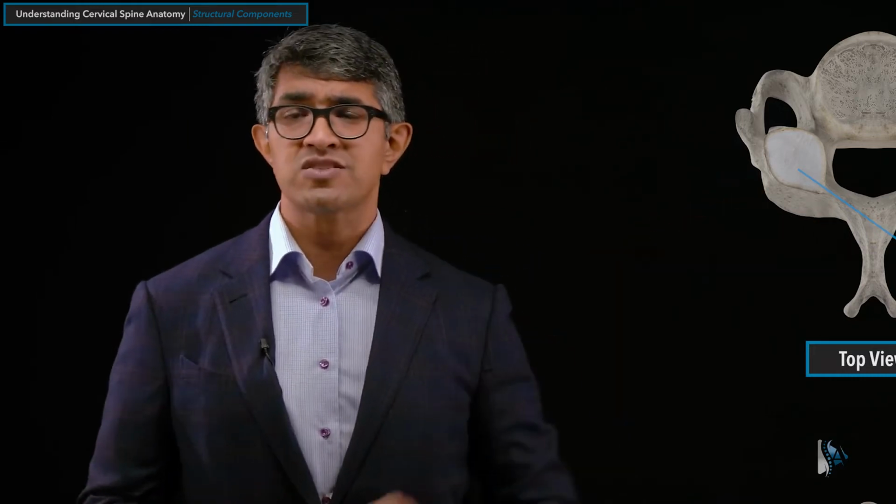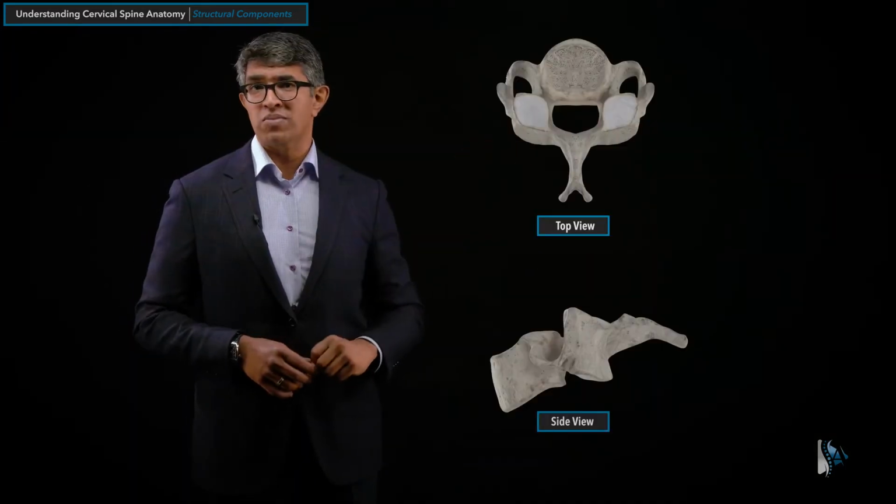It's easy to lean forward, lean back. It's a little more constrained in terms of turning and bending from side to side, and that is a byproduct of the shape of these lateral masses.